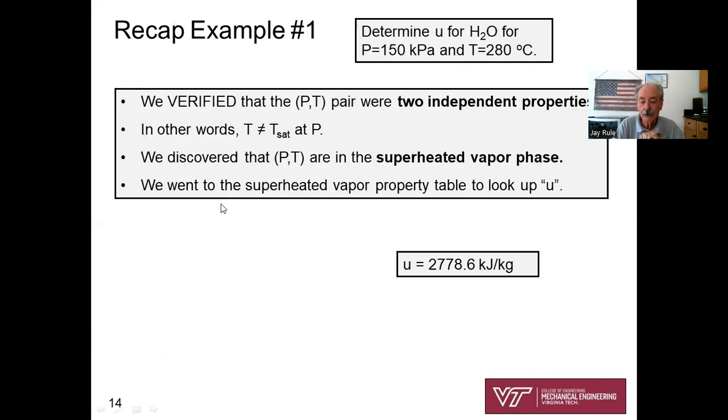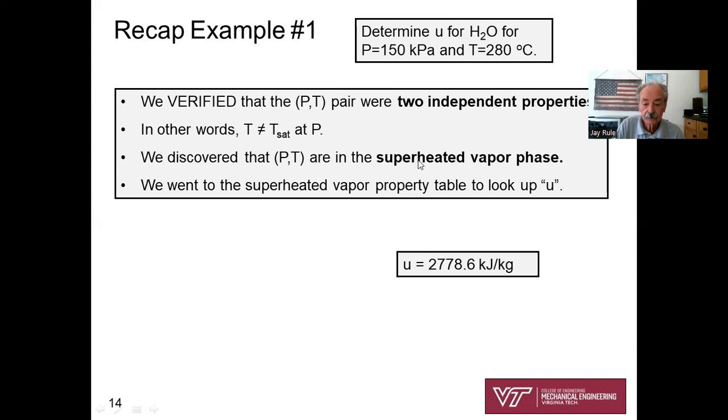Let's recap where we are in the example, then we'll go to example 2. We were given this homework problem: find U for 150 kPa and 280 C. In other words, these were independent properties. We verified that they were two independent properties by going to our saturation table, because we saw that the temperature did not equal the boiling point at our given pressure. That's how we knew we had two independent properties.